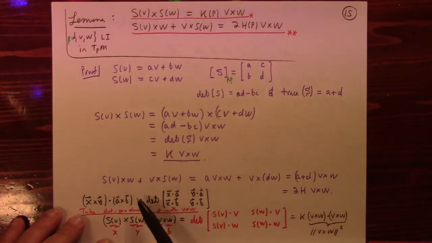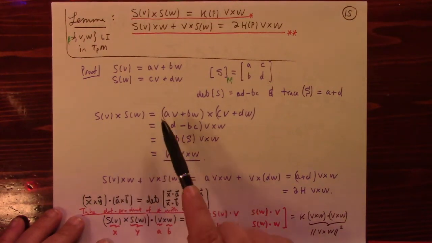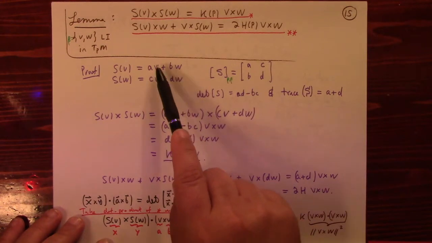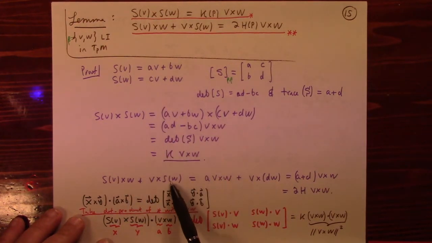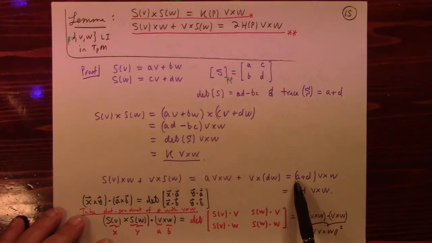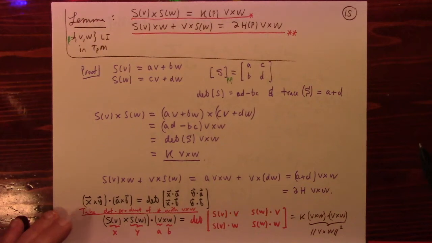And star star is almost the same calculation. It's even easier, because when we take S of V, which is AV plus BW, cross W, the W term drops out and you're just left with A. This one just drops out and just leaves you the D term, V cross W, and so you get A plus D, which of course is twice the mean curvature, and there's the star star formula.